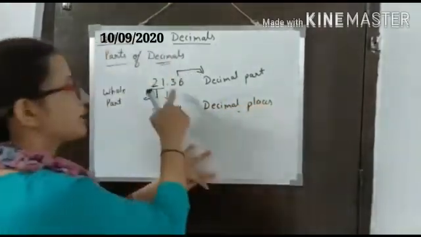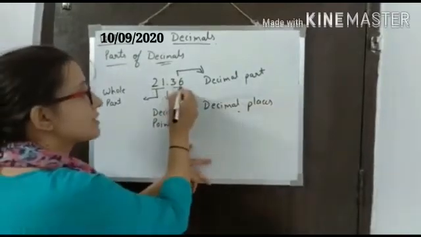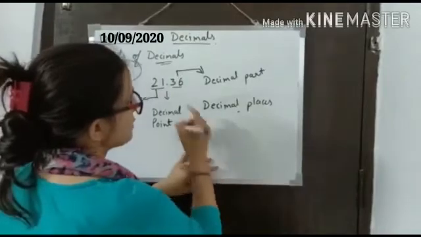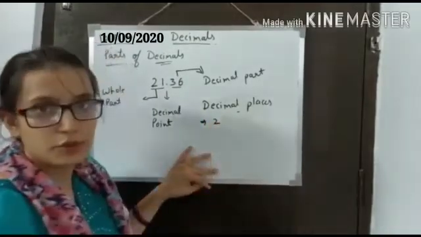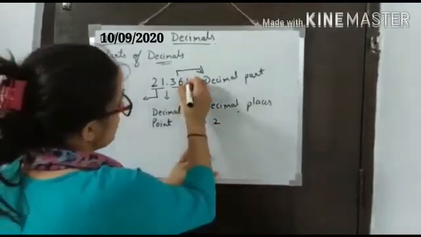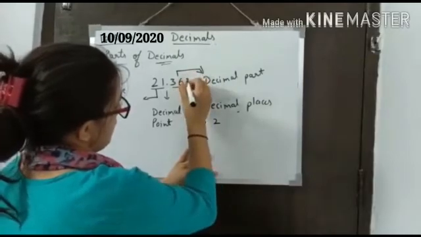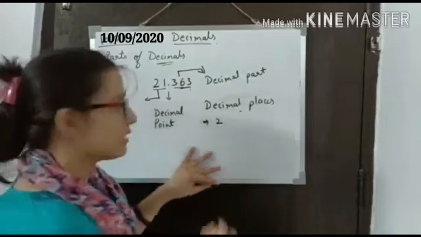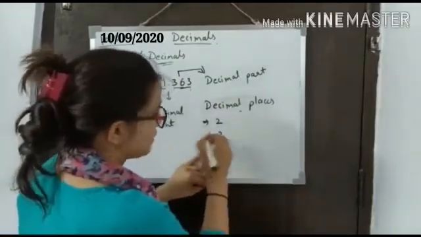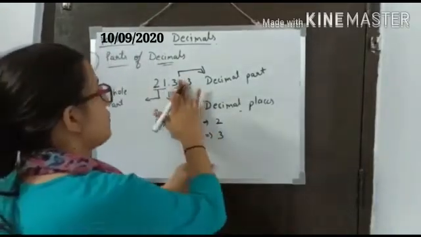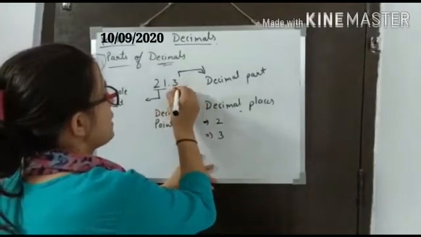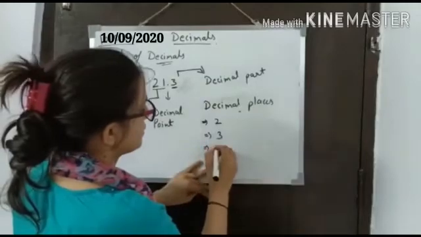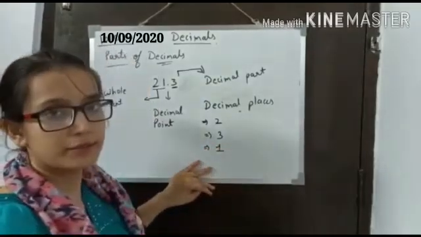As you can see here in this decimal number, how many digits are in the decimal part? 2. That means the total decimal places in this question is 2. Another one, if I write one more digit, now how many numbers are in this decimal part? 3. That means total decimal places are 3. Now, how many decimal places in this question? So, the total number of decimal places is 1.